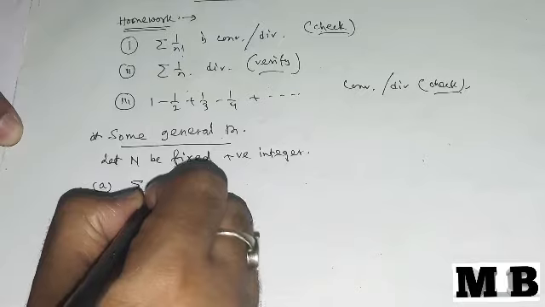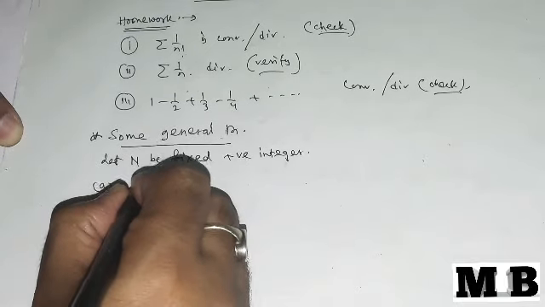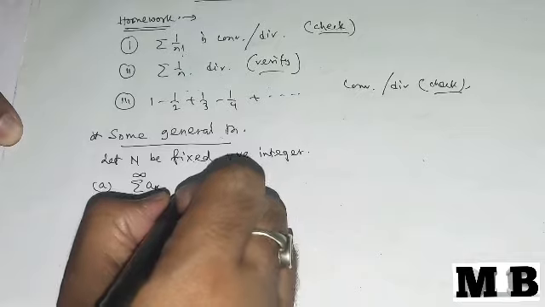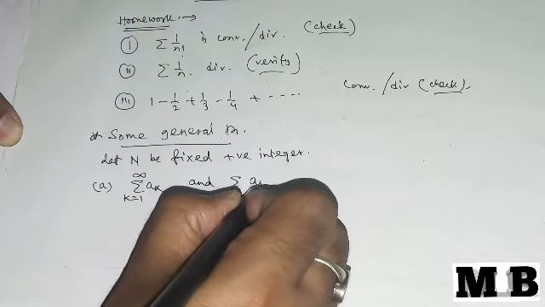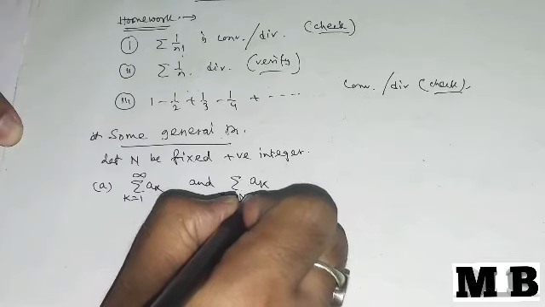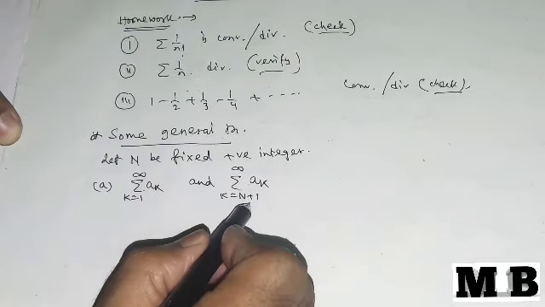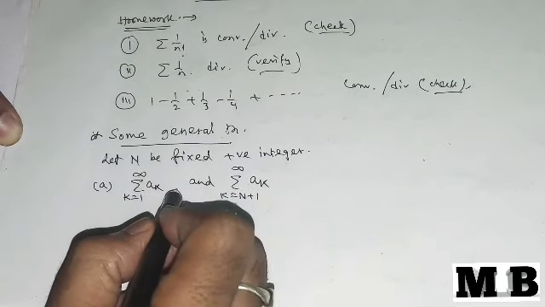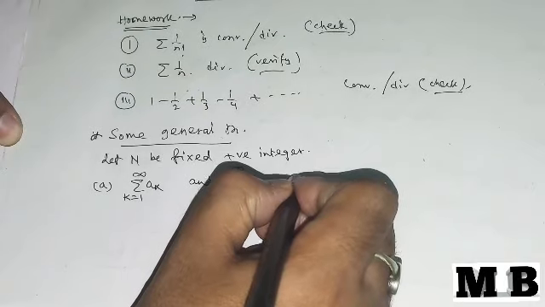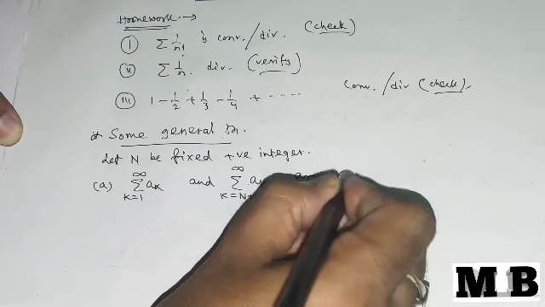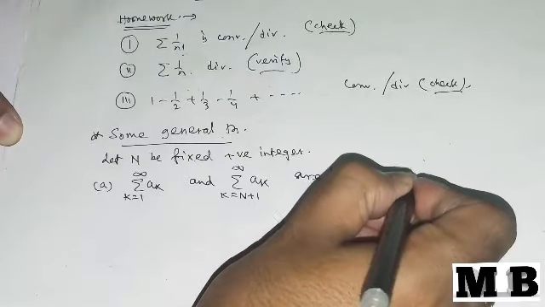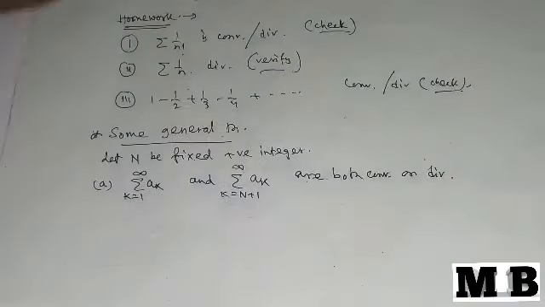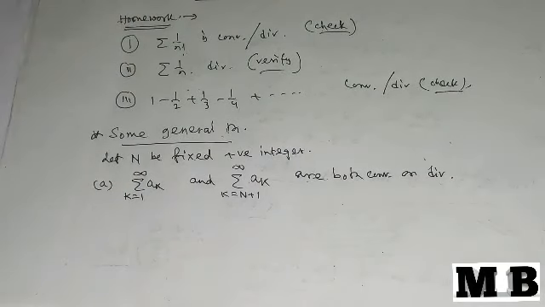First of all, we fix a positive integer. Correct? Then we take this series as the sum of a_k, k runs from 1 to infinity, and this series where k runs from n plus 1 to infinity. So we truncate up to the first n terms, and the remaining series and the initial series behave alike. That is, they are both convergent or both divergent. If the first one converges, then the second one is also convergent, and vice versa.